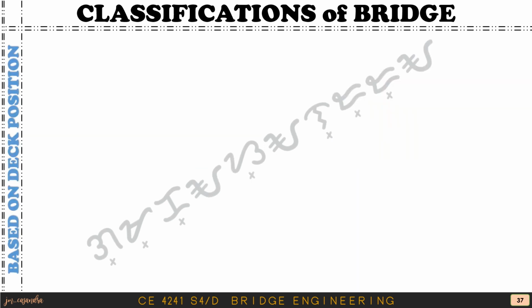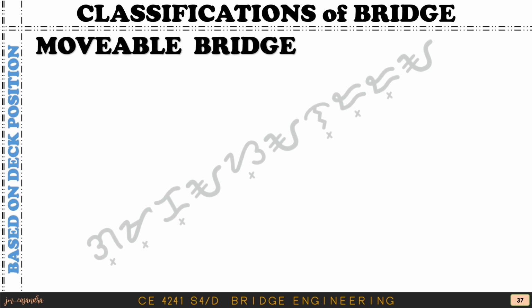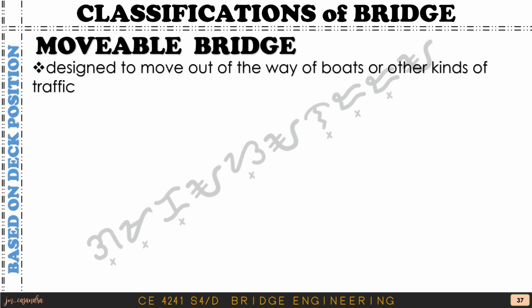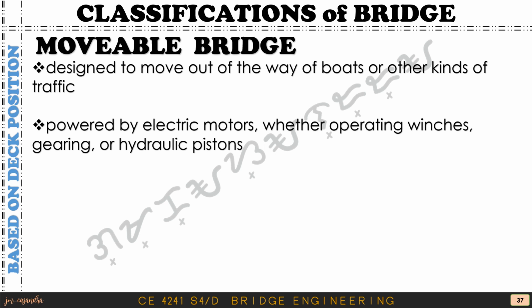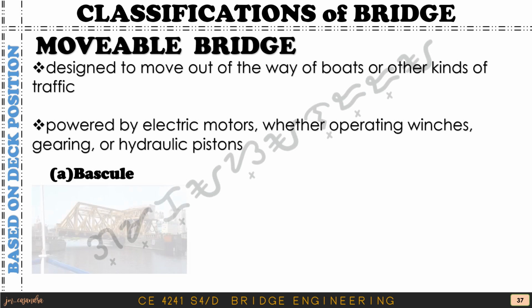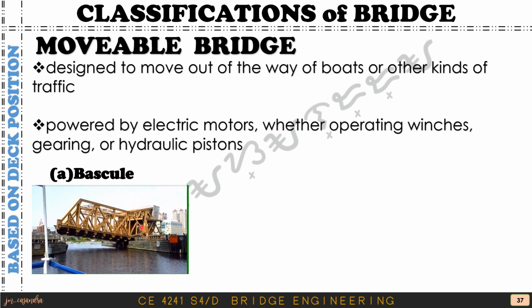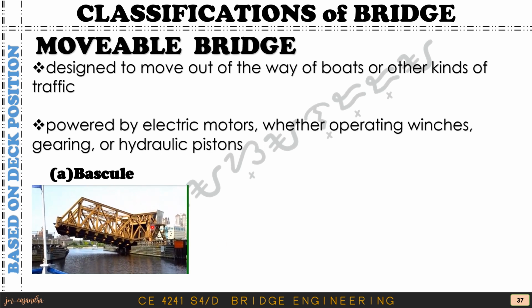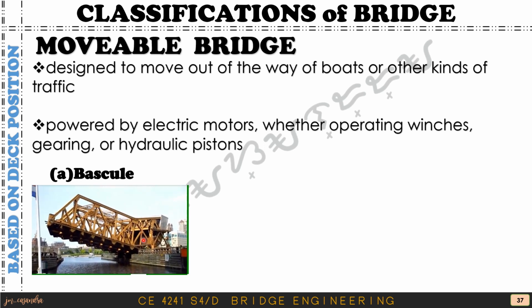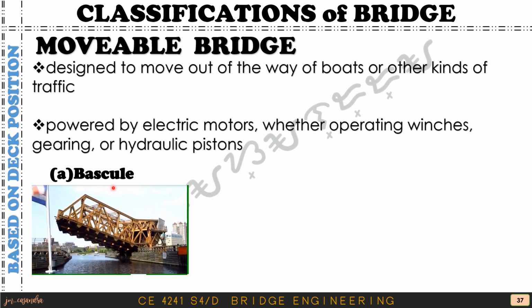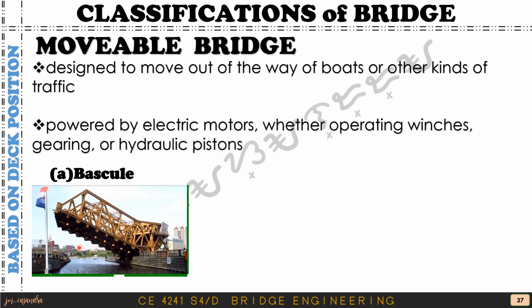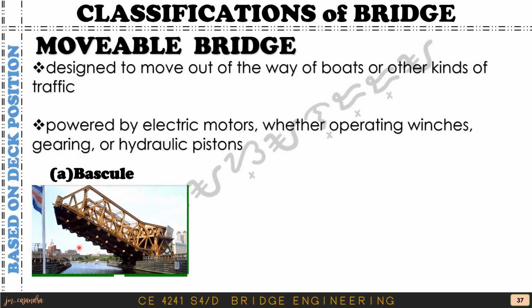Next, based on the deck position, we have the movable bridge, which is designed to move out of the way of boats or other kinds of traffic. It's powered by electric motors, whether operating winches, gearing, or hydraulic pistons. We have three types. The first one is the bascule. If you can see, it moves through one point. So when it goes up, boats can already pass through the waterway.